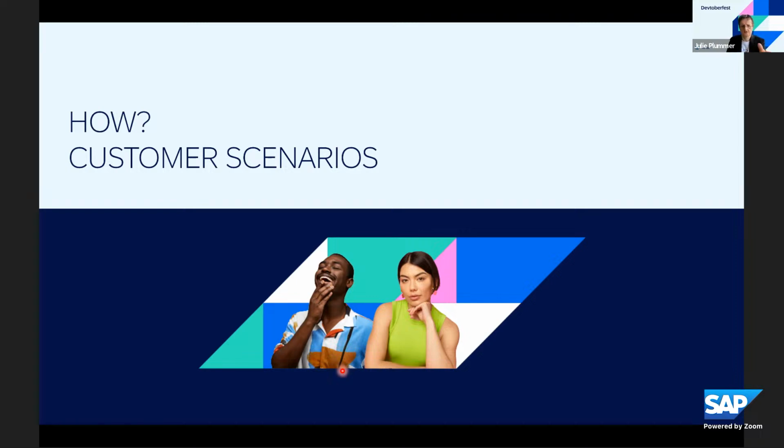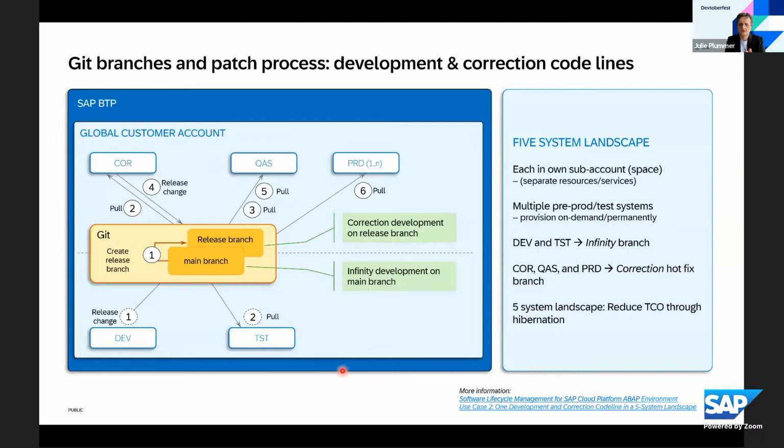So as a customer, typically, we strongly recommend that you have a 5-system landscape. So it's basically as I'm showing here. There's a dev landscape, and Infinity development. You can develop as many features as you want in your dev system and keep testing them on your main branch, whereas you do correction development in a completely different branch with 3 completely different systems.